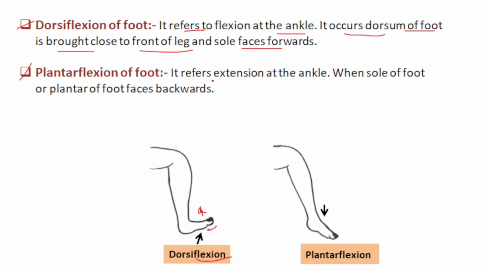Then plantar flexion of the foot. It refers to extension at the ankle. When the sole of the foot, or the plantar of the foot, faces backward, you see in this picture that the sole of the foot faces backward. So the foot is far from the front of the leg. This movement is called the plantar flexion of the foot.